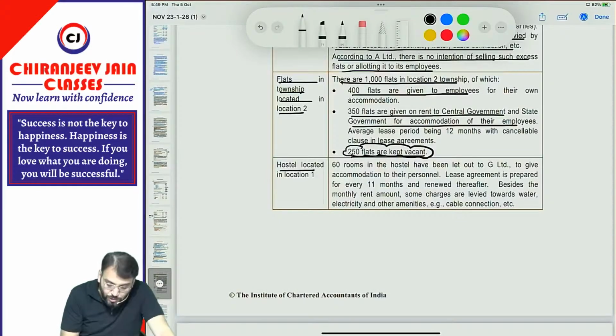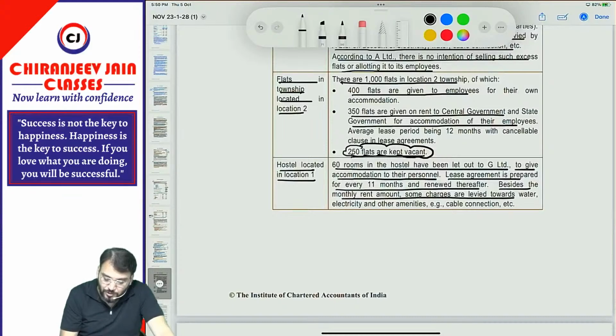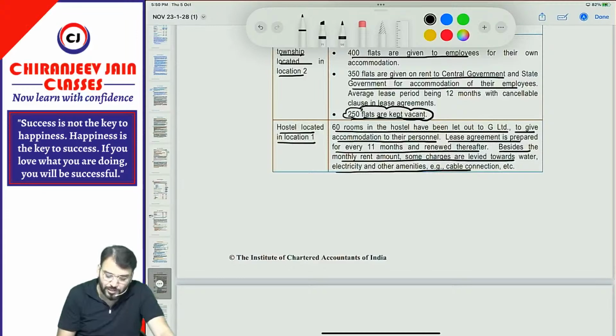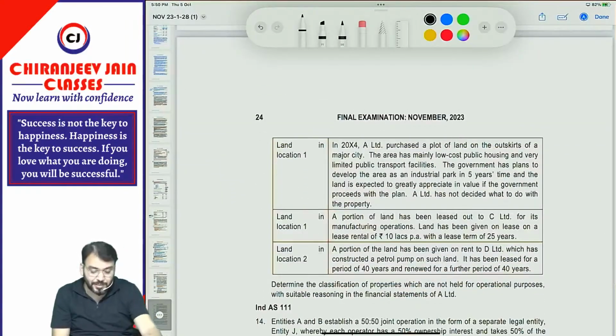Then hostel located in location 1. 60 rooms in the hostel have been let out to G Limited to give accommodation to their personnel. The 60 rooms will be classified as investment property. This agreement is prepared for every 11 months and renewed thereafter. Beside the monthly rent amount, some charges are levied towards water, electricity, and other amenities, cable connections. So this entire hostel will be classified as what? Investment property. Then land located in location 1, what have they given?